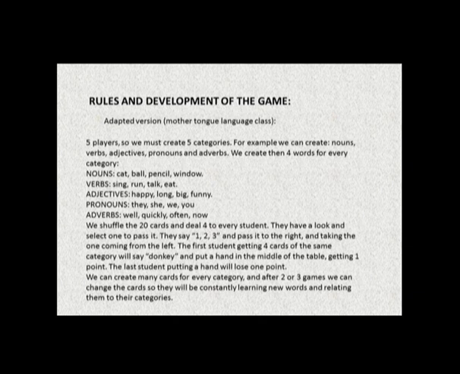We shuffle the 20 cards and deal 4 for every student. They have a look and select 1 to pass it. They say 1, 2, 3 and pass it to the right and take the one coming from the left. The first student getting 4 cards of the same category will say donkey and put a hand in the middle of the table, getting 1 point. The last student putting a hand will lose 1 point. We can create many cards for every category, and after 2 or 3 games we can change the cards so they will be constantly learning new words and relating them to their categories.